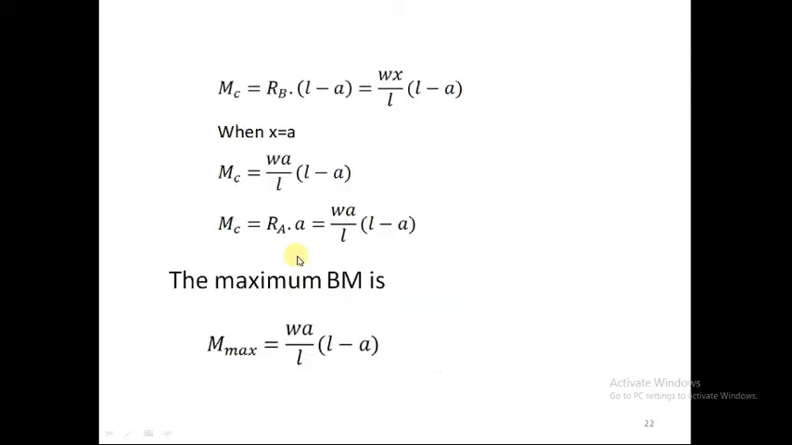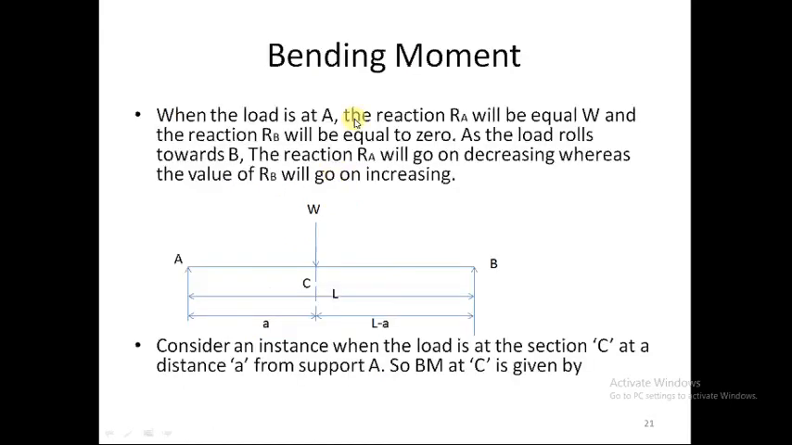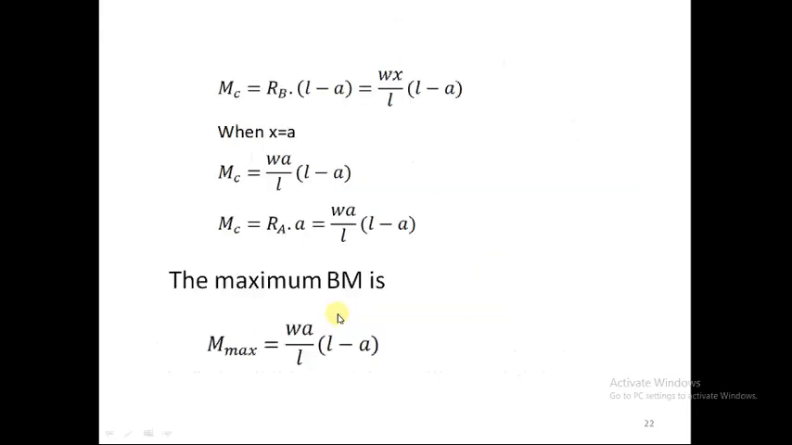Now how are we calculating that? I am taking moments about C. In the above figure, I can take either this part or even this part of the beam to calculate the moment at C. To calculate the moment at C, I will take RB into L minus a. Now what is the value of RB? RB we have already computed, that is Wx by L. I substitute the value of RB in this expression, so I get this expression here.